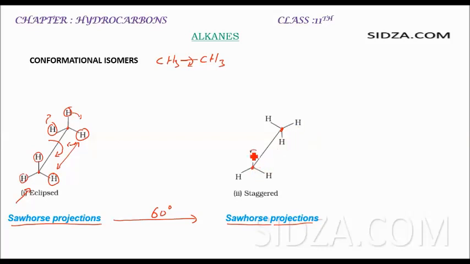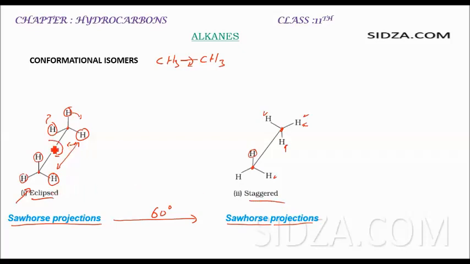Now this hydrogen atom is not in line with any other hydrogen atom. This hydrogen atom is present in between these two, and this one is present in between these two. So this is not an eclipsed one; this is what we call a staggered one. So this is the eclipsed conformation, and this is the staggered conformation.